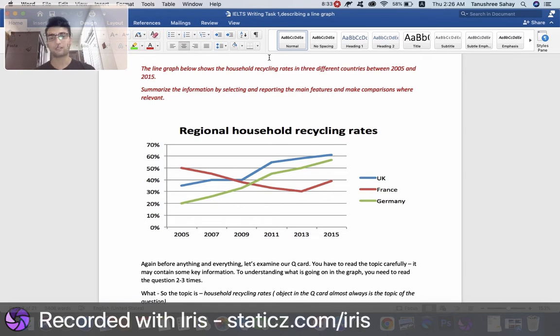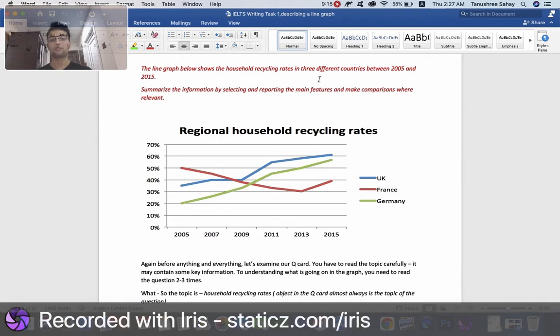But as I said in our previous class, you better paraphrase the title of your graph 2 or 3 times before you start writing your essay, because it will help you to put those paraphrased phrases into your sentences as quickly as possible. So the household recycling rates is the object in our question, and we have in 3 different countries, which is the place adverbial, and between 2005 and 2015, which is the time adverbial.